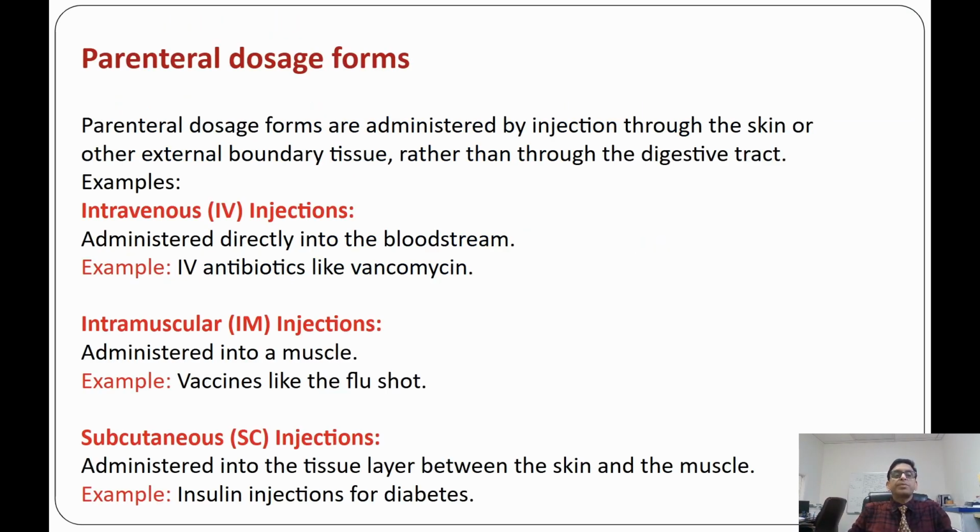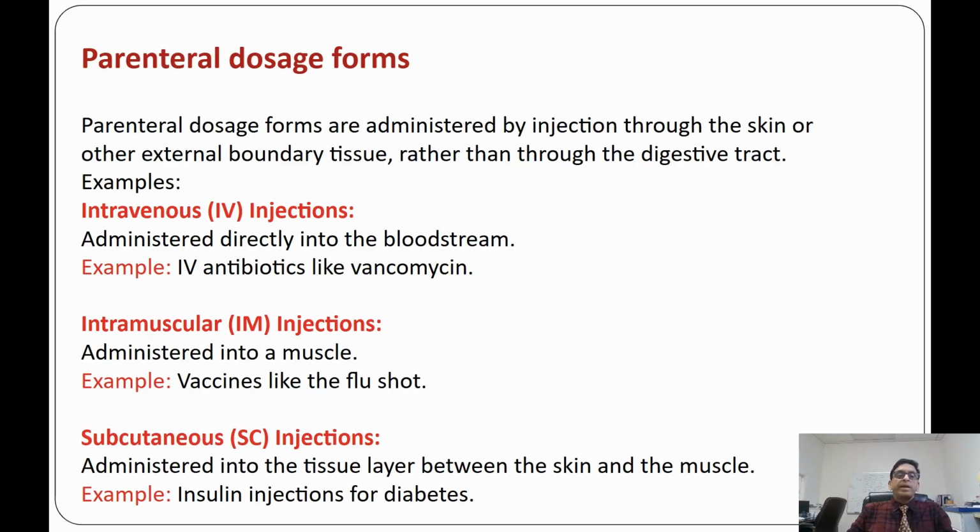Now we are going to discuss the parenteral dosage forms. Parenteral means other than enteral, that is, other than the oral delivery system or GI system. But this is the earlier definition. Nowadays the parenteral dosage forms are administered by injection through the skin or the external boundary of tissues rather than through the digestive tract, reaching the systemic circulation.